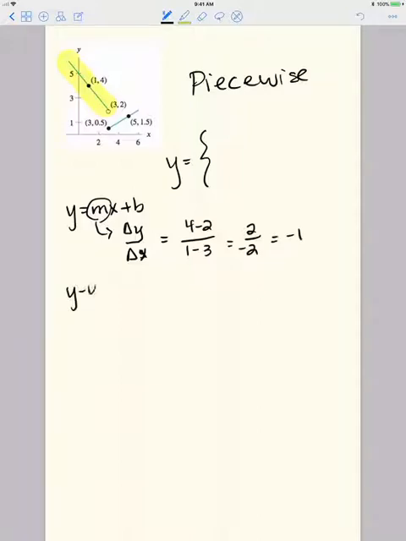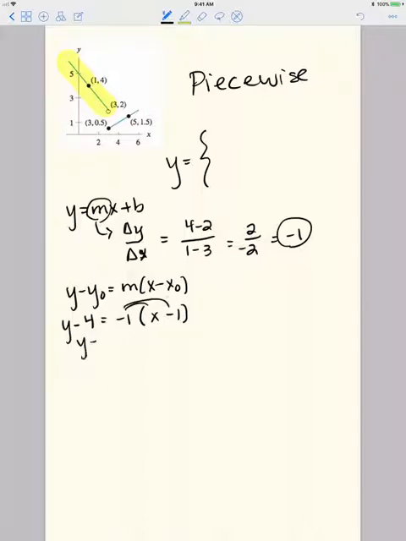And you can use point slope form or you can use slope-intercept form. It's really up to you. But either way, you'll use the slope that we found, and we'll use one of those points. So I'm going to use the point 1, 4, plug in 4 for my y value, -1 for my slope, and 1 for my x value. And if I clean this up, I get y minus 4 equals -x plus 1. So y equals -x plus 5.